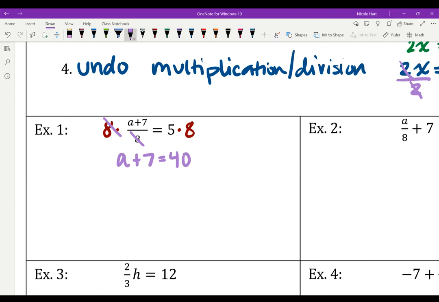Now I can undo the addition of that plus 7 by doing the opposite, which is subtraction. So I'm going to write minus 7 on both sides. The left-hand side, the 7 and minus 7 are going to cancel each other out. And so we are left with a equals 40 minus 7 gives us 33. And that gives us our final answer for that first example.